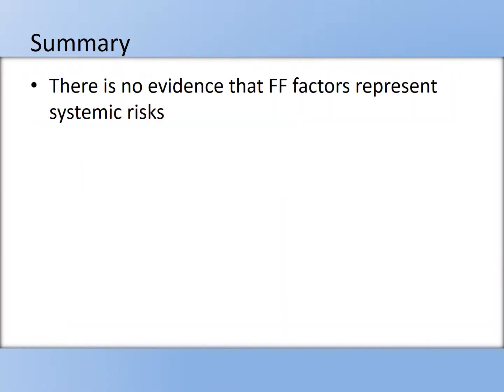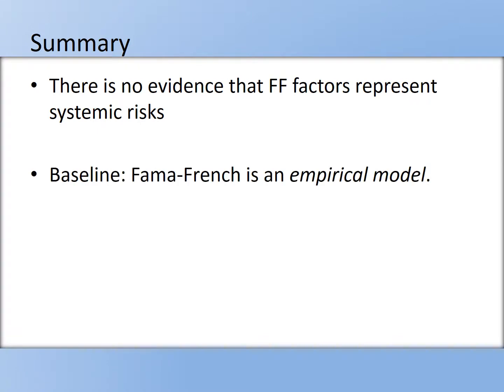So there's no evidence that the Fama French factor represents systematic risk. It doesn't mean that it cannot be, it's just that the evidence is not going for it. So the baseline is Fama French is an empirical model. Financial economists have discovered this pattern that small stocks and value stocks have particularly high return on average. They have developed a model that captures the effect very well, but whether it's because of some underlying risks or whether it's because of investor mistakes, it's hard to tell.